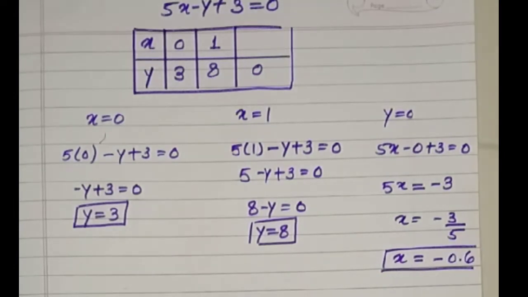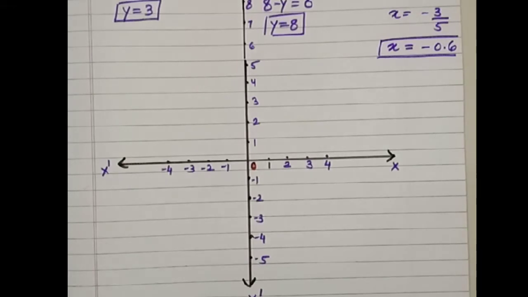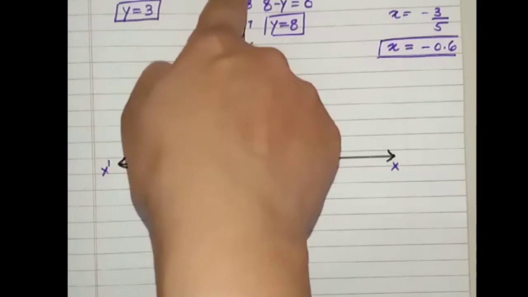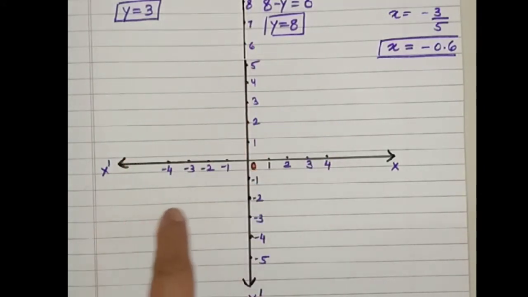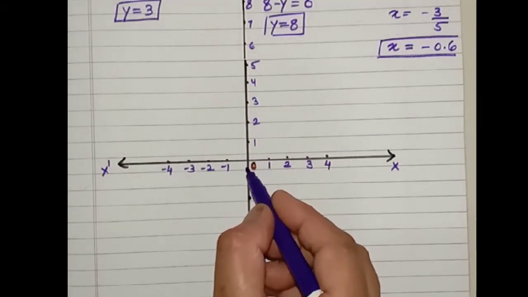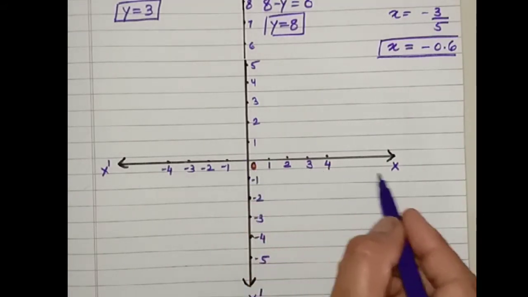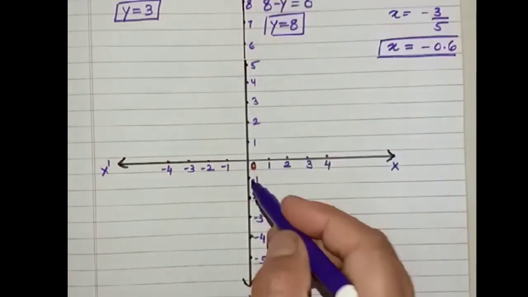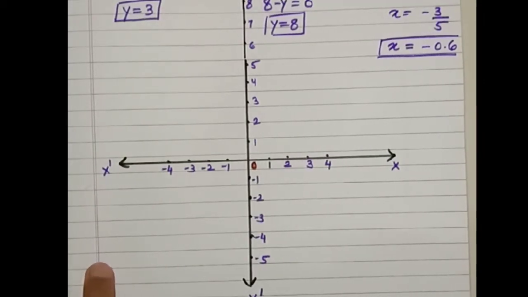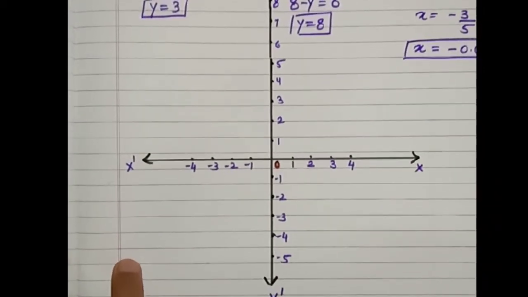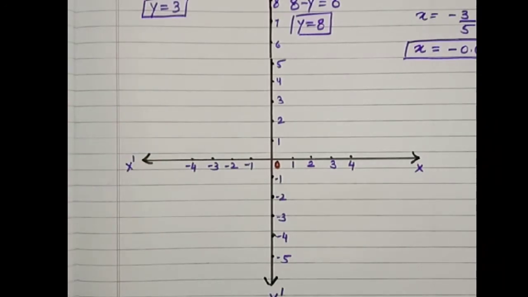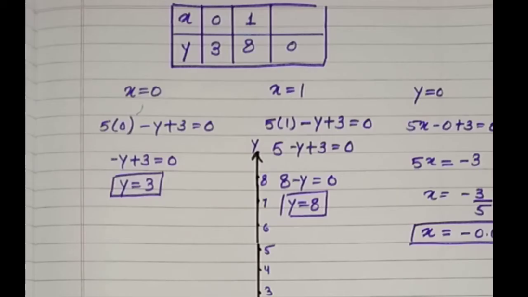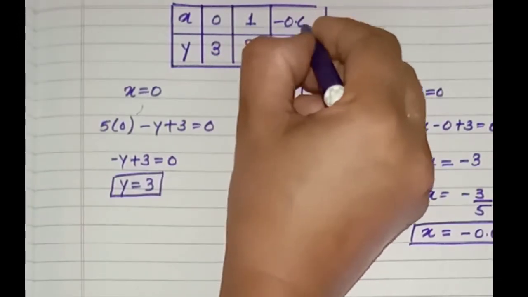Now for this we will make the graph. For making the graph, first we will make one horizontal line and one vertical line. The horizontal line is called the x-axis and the vertical line is called the y-axis, and the intersection point is the origin. On the right-hand side are positive signs and on the left-hand side negative signs, upward positive, downward negative. Now we will plot points on this graph. Your first point is 0, 3. Here the value is minus 0.6.